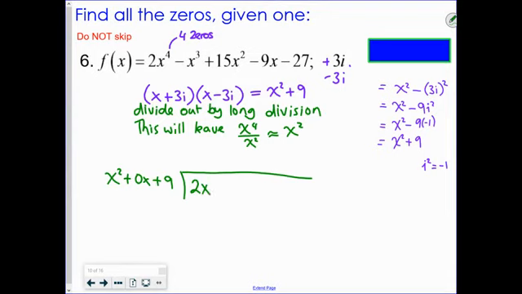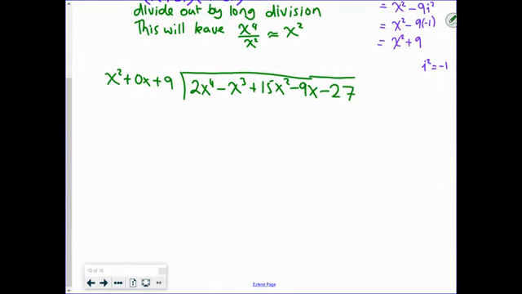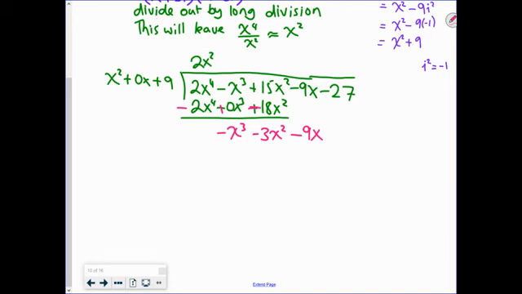We've got 2x to the power 4 minus x cubed plus 50x squared minus 9x. Oh my goodness, this looks like it's going to be a long problem. Here we go. Take up a lot of space on the page. So that goes in 2x squared. Multiplied back, plus 18x squared. Subtract, subtract, subtract. So that gives me minus x cubed minus 3x squared. Bring down your next one. Divide by x squared. That gives me minus x.